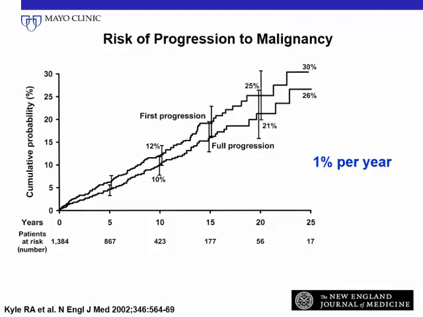And you can see here, look at this curve, the first full progression curve. It's 25% at 25 years, 20% at 20 years. It's like clockwork. 1% each year go on to get multiple myeloma. Bob did this study in 2002. We wait for an update, hopefully soon, with another 15 years of follow-up.